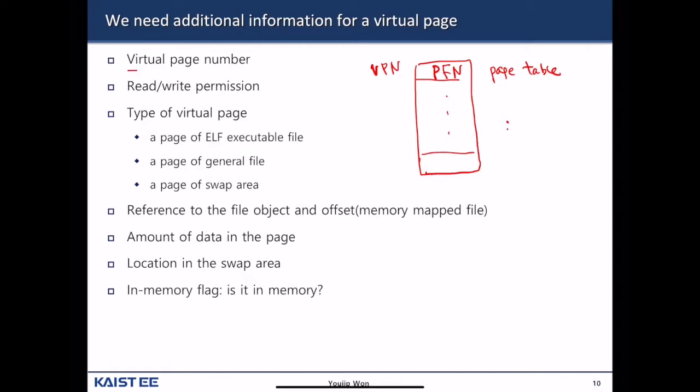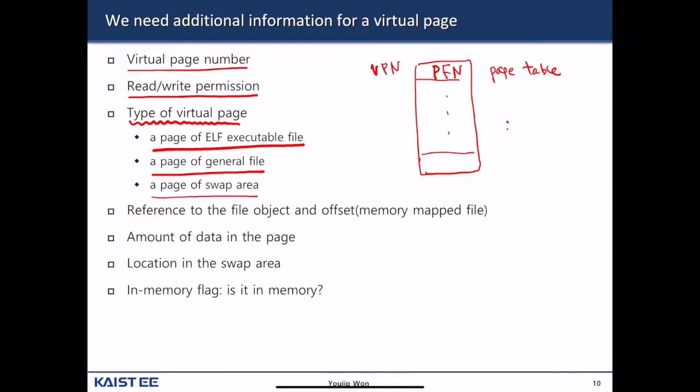So let's examine what kind of extra information we need to specify for individual virtual pages. First one, the virtual page number. The second one is the read-write permission, so whether a given page is for read or write. And the third one is the type of virtual page. The type represents whether it's a page of an executable file, a page that is part of a general file, or a page from the swap area.